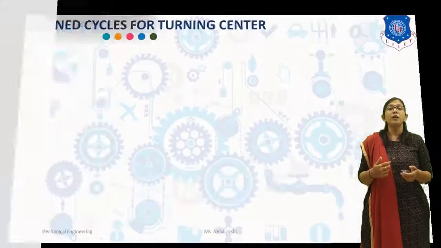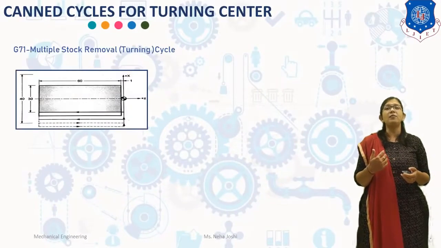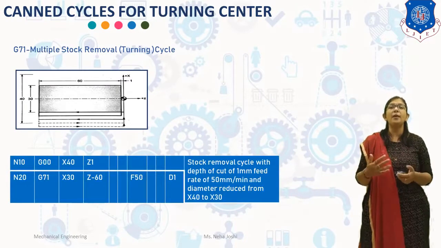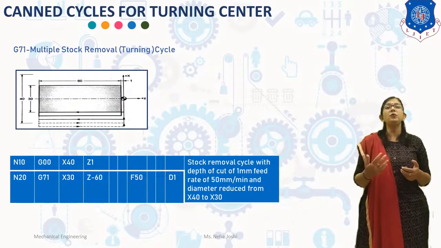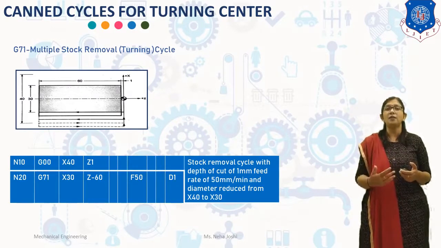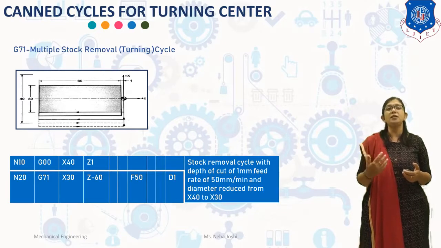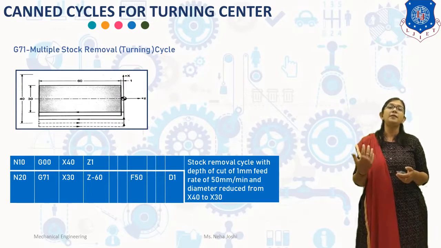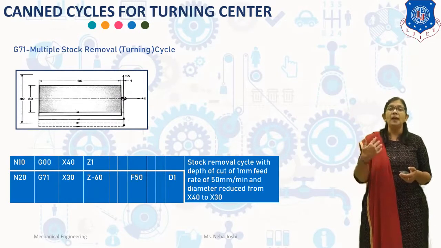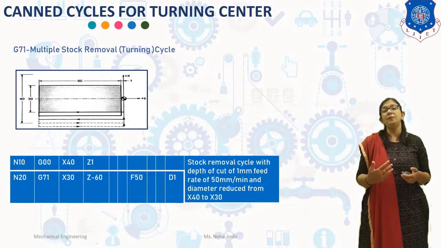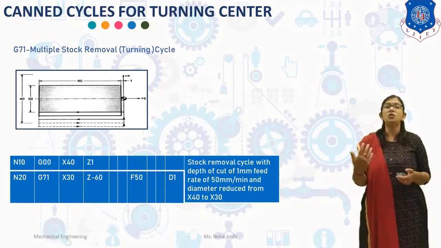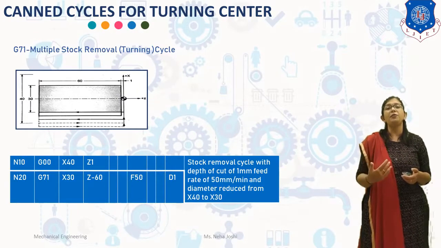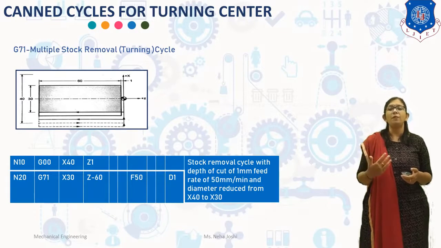Okay. The next canned cycle is G71, which is the multiple stock removal cycle. Now as you can see here in the diagram, suppose the diameter of the bar is 40 mm and we have to reduce it to 30 mm up to a length of 60 mm. Now you can see the steps here for the G71 cycle. First sequence is N0, then G00 represents rapid tool positioning at 00. Next is sequence N1, G71, which represents the stock removal cycle with an incremental depth of cut of 1 mm, feed rate of 50 and diameter reduced from 40 mm to 30 mm.